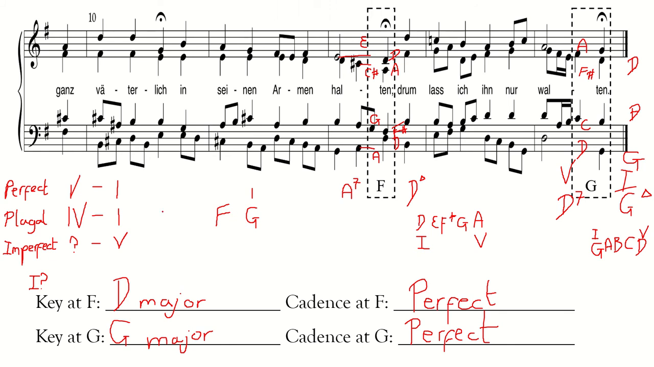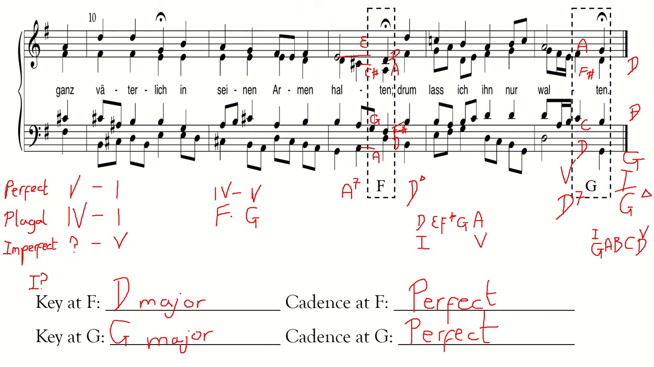So we need to try it again with the assumption now. Instead of assuming that this is 1, the next stage is to assume that it's 5. So if G is 5, then if you go down 1, G down to F, that would be 4. And 4 leading to 5, that looks like a perfect cadence. So in that case, sorry, not perfect, imperfect, because it ends on 5.